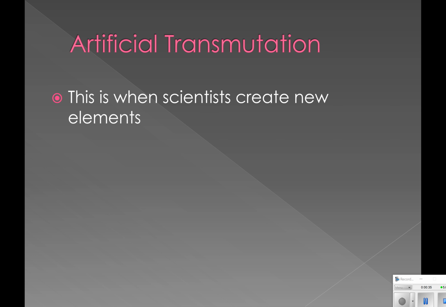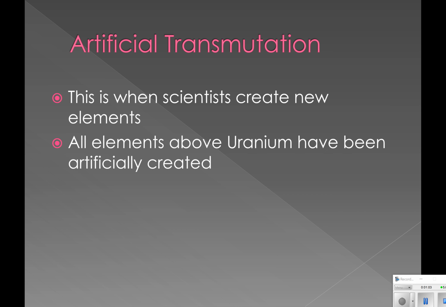So artificial transmutation is when scientists create new elements, specifically the ones that are beyond atomic number 92. Uranium would be the last naturally occurring element that we have here on Earth, and all the elements beyond atomic number 92, beyond uranium, would be artificially created. And all of those elements are going to be radioactive, meaning they don't have one single stable isotope.